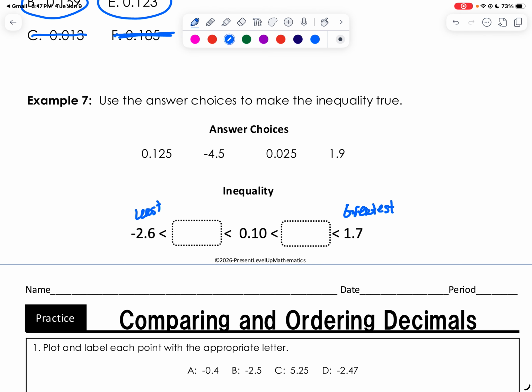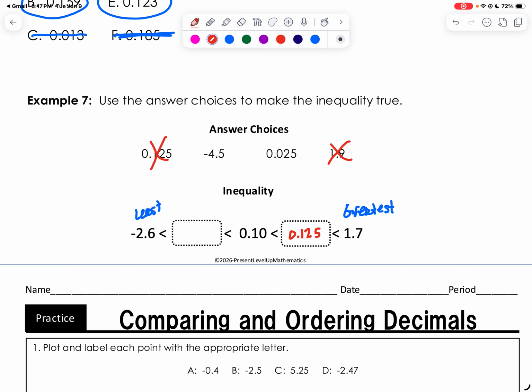So let's look at this box first because I think it's easier to work with the positives first. Let's look at this green box first. I want a number that's bigger than 0.10, but it's smaller than 1.7. So I'm going to get rid of 1.9. This answer has to be eliminated because it has to be smaller than 1.7, but bigger than 0.10. So I'm going to go with 0.125.